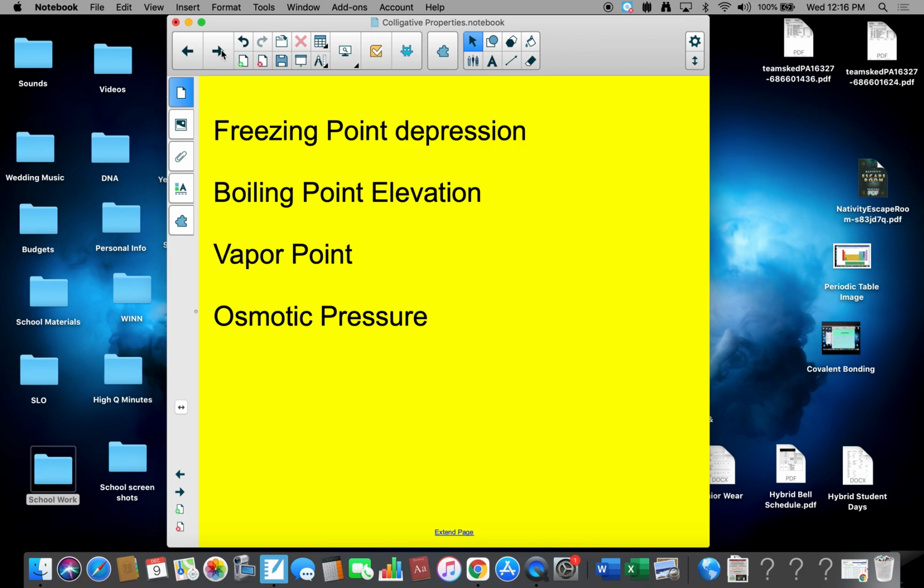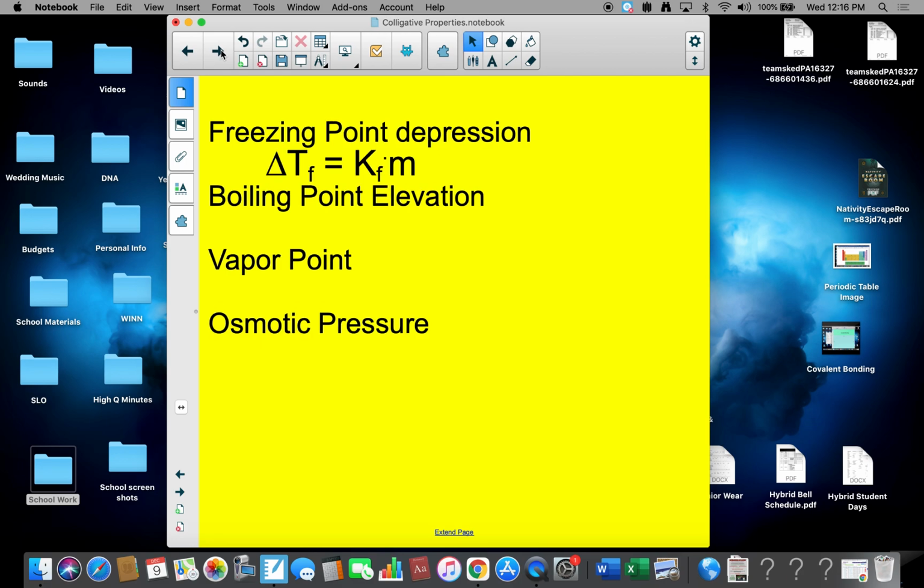Now, we didn't do as well as I'd like to because of last year, but the first two we did look at last year and at the beginning of this year. The equation for freezing point depression is delta T sub F is equal to K sub F times m, where K sub F is a solvent constant, or the freezing point depression constant, and for water that is 1.86 degrees Celsius per molal.